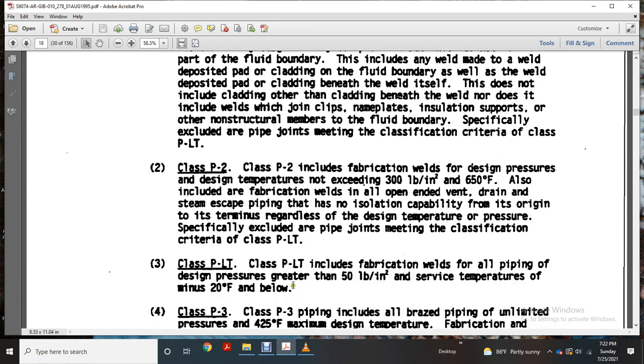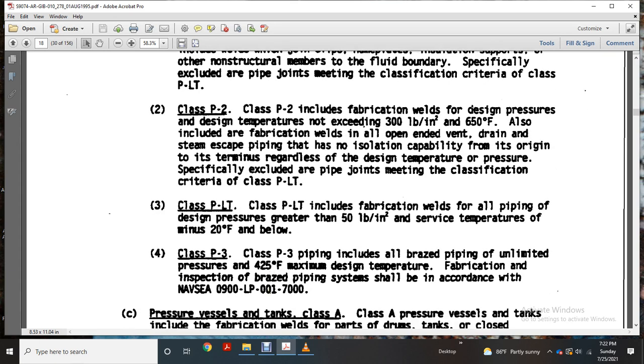Class Piping Limited includes fabrication of the welds of all piping with design pressure greater than 50 pounds per square inch, service temperature of minus 20 degrees Fahrenheit and below. Class Piping 3 includes all brazed piping at unlimited pressure with a 425 degrees maximum design temperature for application inspection. Brazed piping shall conform with the NAVSEA 0900 LP 001 7000.